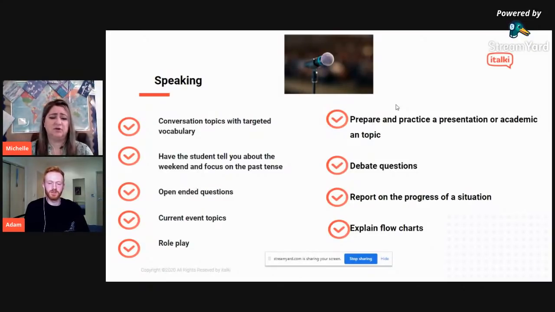Another thing has to do with current event topics. So recently in the United States, we had Halloween. So we got to talk a lot about Halloween. And it's interesting to see, for me, which countries participate in Halloween, which don't, and how they do it. I find that Halloween in other countries seems to be scarier than in the United States. We're focused on all sorts of costumes, not just the scary ones.